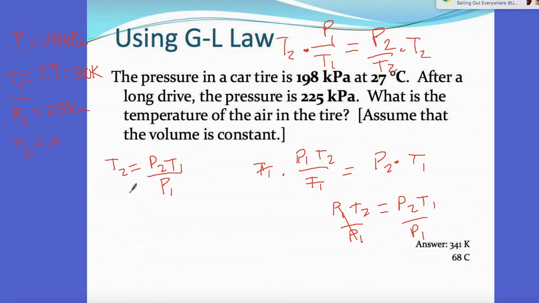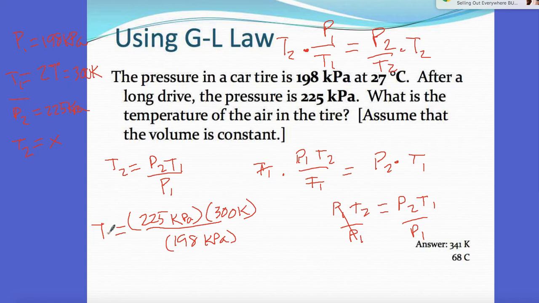So let's see what we got. So P2 in this case is 225 kPa. All right, and T1 is 300 K. So now I could just use this as my template of who's gonna go into my calculation. And then P1 was 198. All right, and that's equal to T2. And now when you do your solving, you're gonna get an answer that you like. All right, you're gonna get 341 K.